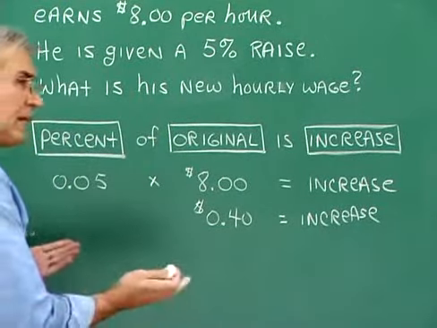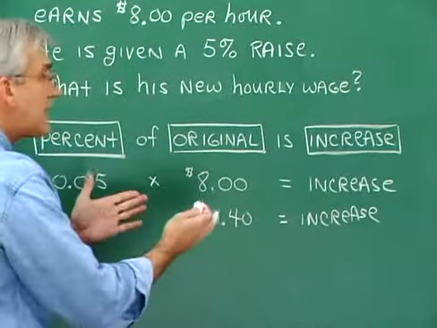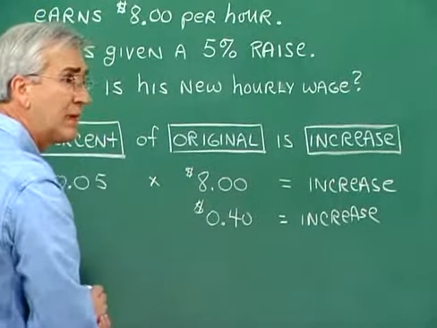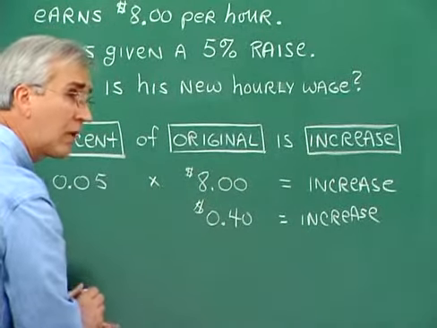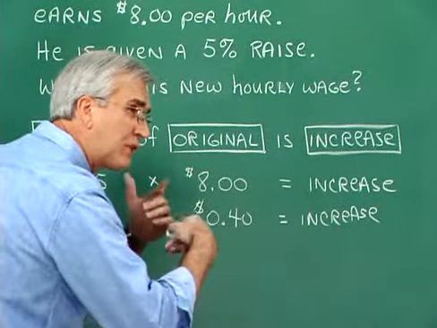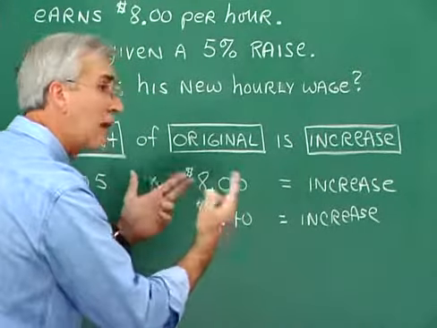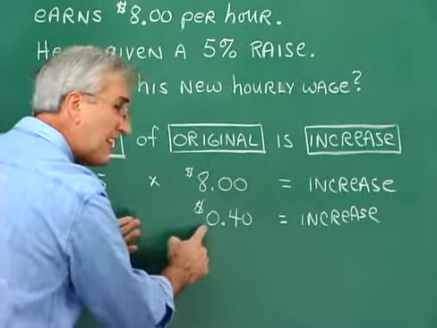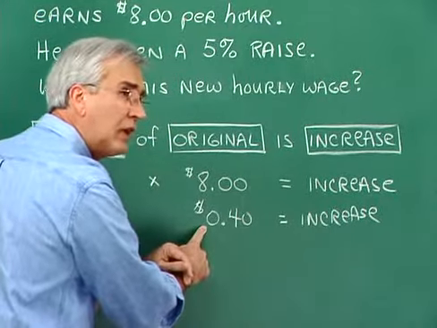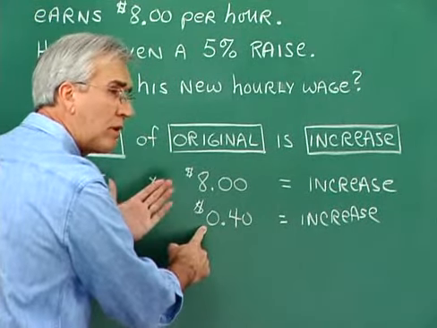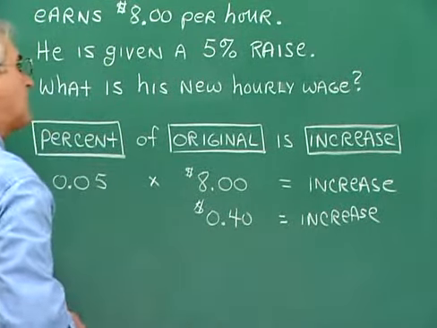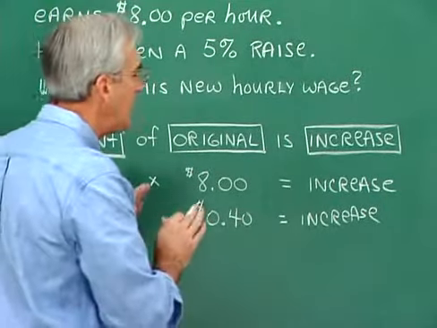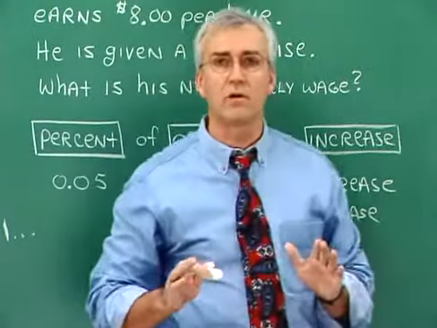Now, it's pretty easy in this problem to see what the new hourly wage is going to be. The old hourly wage is $8 per hour. We're experiencing a 5% raise, which is a 40-cent per hour raise, and therefore we add 8 with 40 cents. Well, we kind of understand that in this problem, but we're setting ourselves up to work more complicated problems.